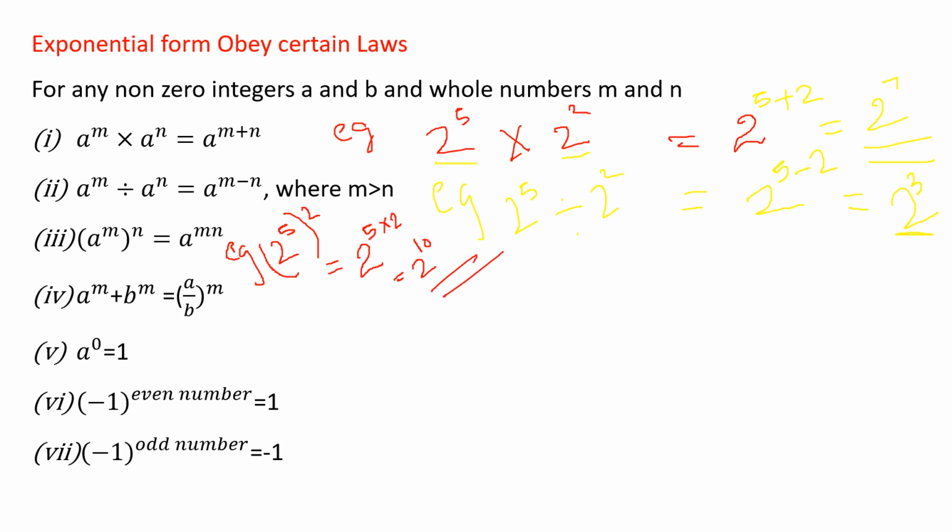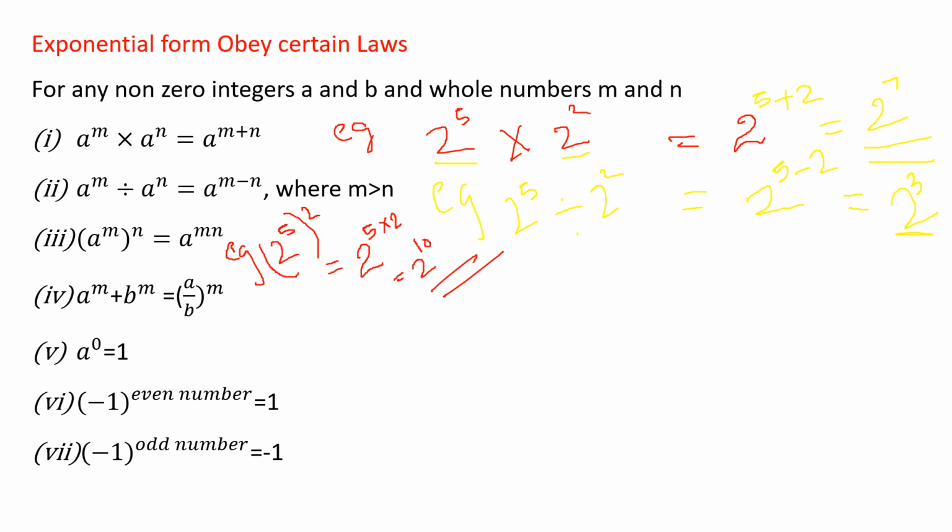Is it clear, children? So we have learned three formulas. What is the first formula? A power m into A power n is equal to A power m plus n. And the second formula, A power m divided by A power n is equal to A power m minus n, where m will be greater than n. And the third is A power m, the whole power n is equal to A power mn. Is it clear, children?